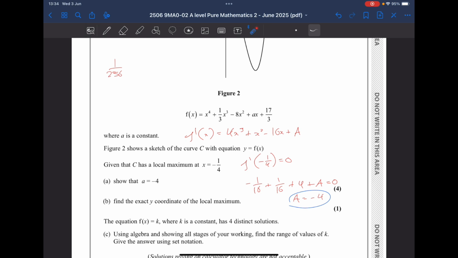4 cubed, 64. So we've got 3 times that, 192. Minus 8 times, well, 8 over 16 is a half. And then we've got the a, which was minus 4 times this, so they just cancel out and make a positive 1. And then the positive 17 over 3. Let's add those all up. 1 over 256 plus 1 on 192 minus 0.5 plus a half plus 17 on 3. I get a number of negative 3961 on 768.